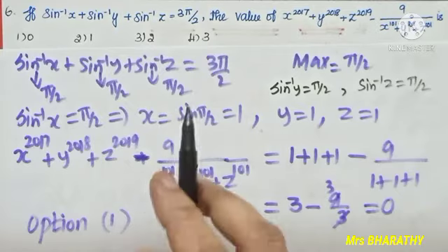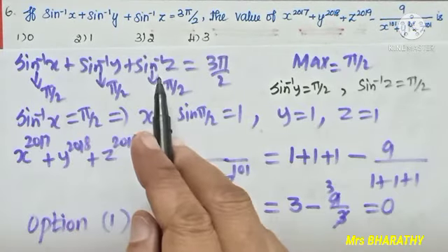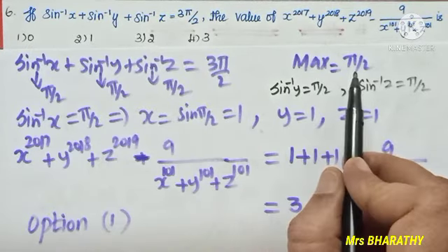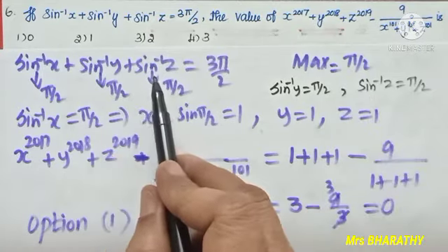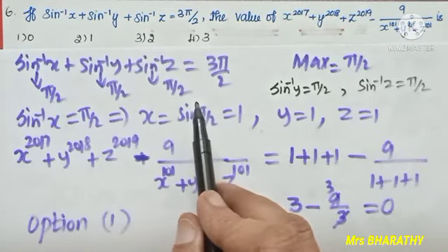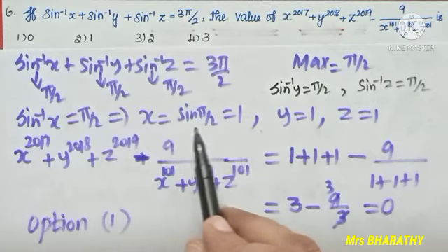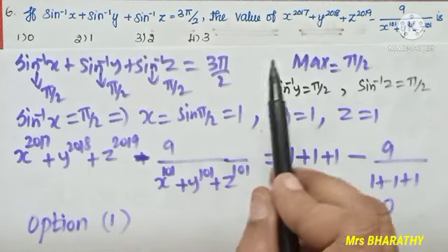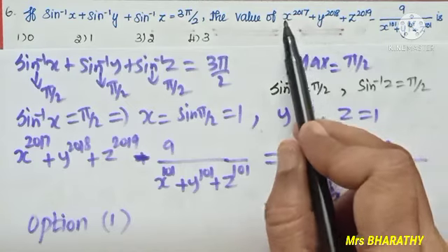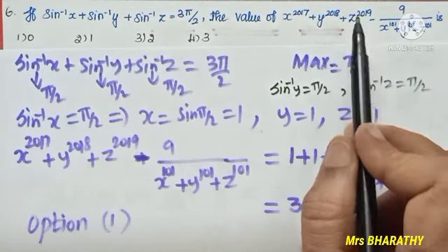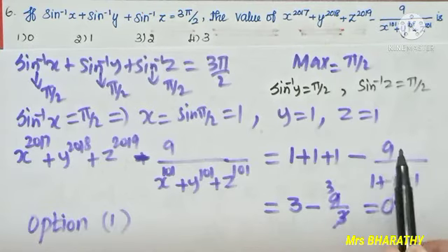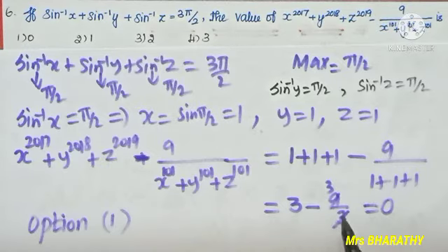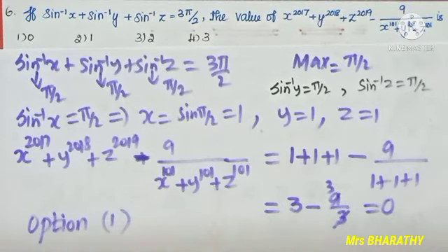So from the given condition where the total of 3 sine inverse gives us 3 pi by 2, we know the maximum value of sine inverse is pi by 2. So each will be pi by 2 at the maximum. As I compare, x becomes 1, y becomes 1 and z becomes 1. 1 power any number we get 1. So all these terms reduce to 1 plus 1 plus 1 minus 9 by 1 plus 1 plus 1. That again gives rise to 3 minus 3, which is 0. Option 1 is the right choice.